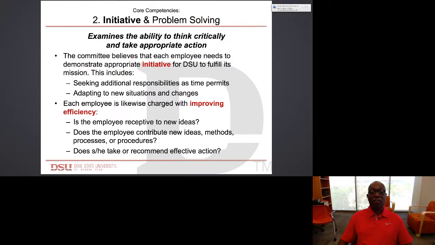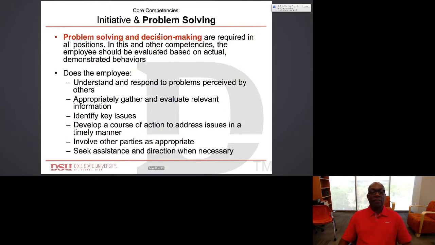Second competency, initiative and problem solving. That examines the ability to think critically and take appropriate action. The committee believes that each employee needs to demonstrate appropriate initiative for DSU to fulfill its mission. This includes seeking additional responsibilities as time permits, adapting to new situations and changes. Each employee is likewise charged with improving efficiency. Is the employee receptive to new ideas? Does the employee contribute new ideas, methods, processes, and procedures? Does he or she take or recommend effective action?